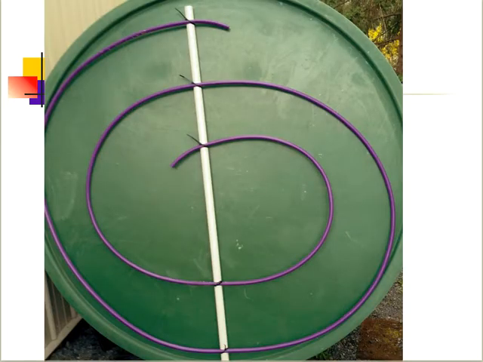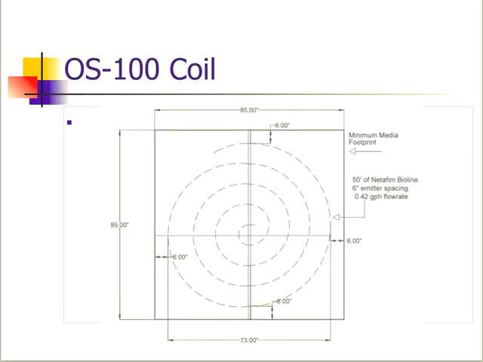Our OS 50 coil, or 5-foot diameter coil, is depicted here, and when it's assembled in the field, it'll have this same geometric shape. The OS 100 coil is going to be similar, but we have twice as much tubing, and it's going to be attached again to a white PVC bracket, and the overall footprint is 85 inches per coil.